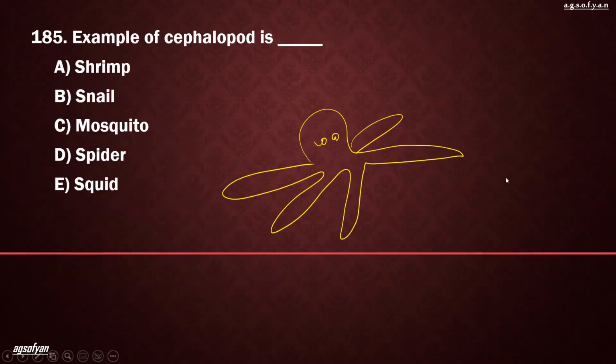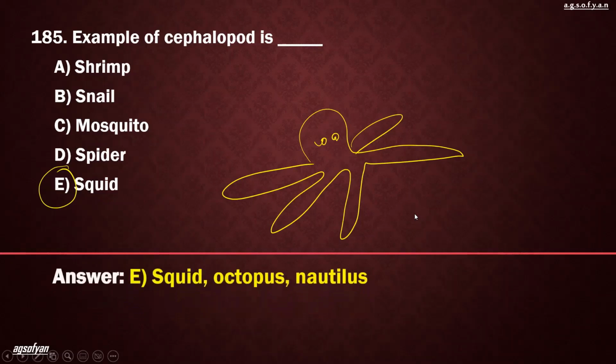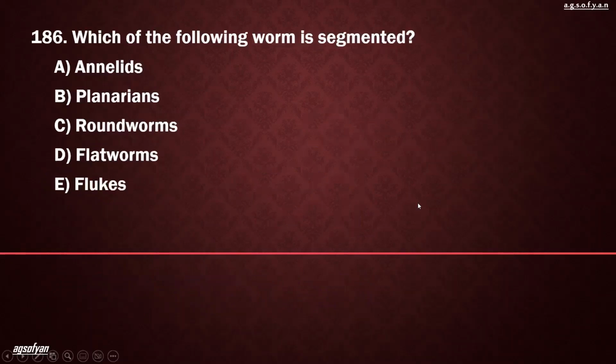An example of a cephalopod is the one that has legs on its head. So which one is that? It looks like a squid. A squid. Okay, squid is a cephalopod. Their feet are on their head. Squid, octopus, nautilus is the group.